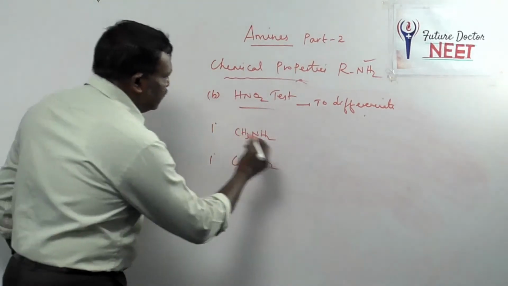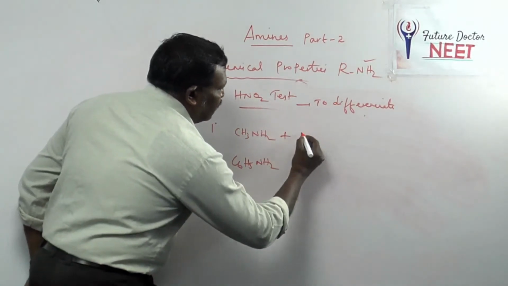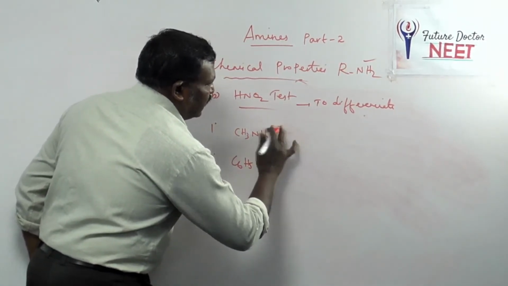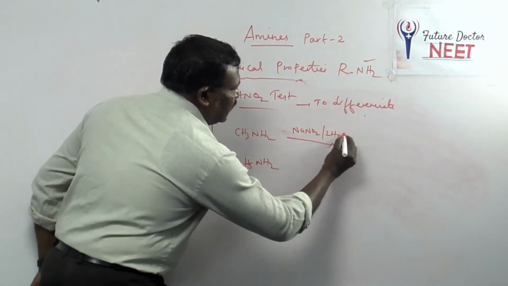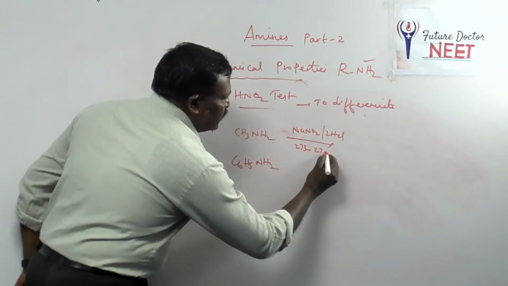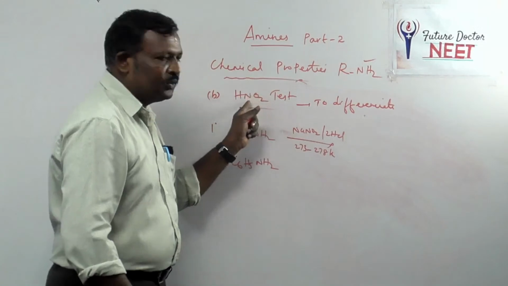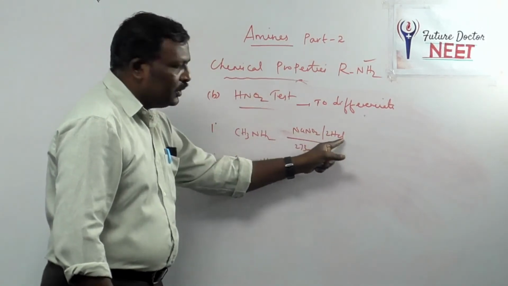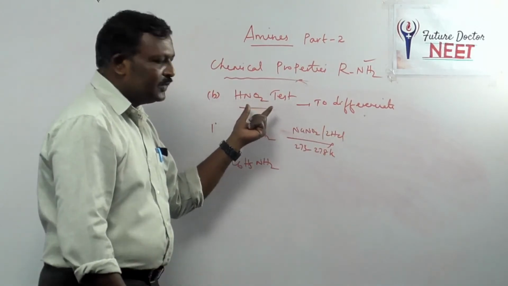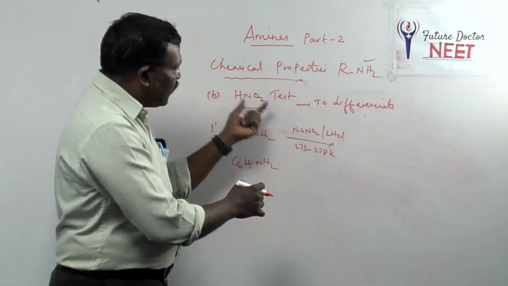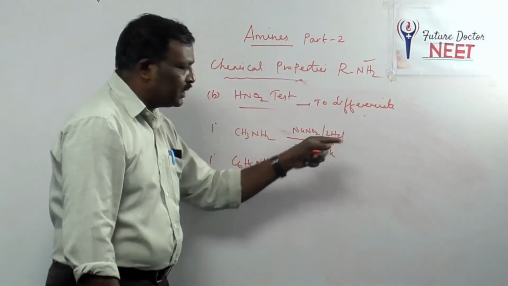So you take the aliphatic primary amine and add this reagent. Just memorize: sodium nitrite plus 2HCl at 273 to 278 Kelvin. These two combine to give HNO2, because NaCl is removed. That is why it is called the nitrous acid test. To get nitrous acid, the reagents are sodium nitrite plus HCl, at almost 0 degrees Celsius, so that only the salt is formed.